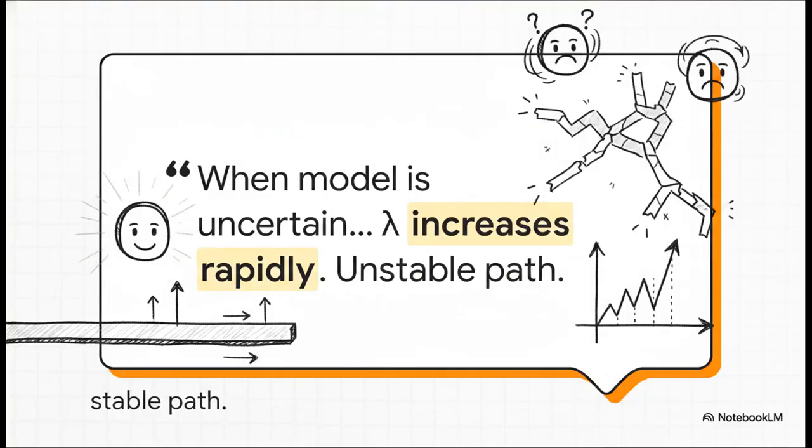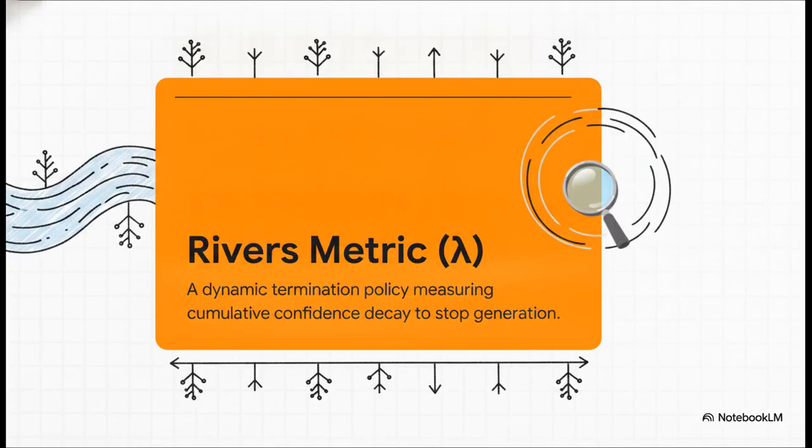So, how do we stop this massive tree from growing infinitely and just crashing the whole system? Well, instead of heavy, complex math, the blueprint uses this brilliant concept of confidence decay. When the AI knows the answer, the path is stable. But the exact moment it gets unsure, a specific metric spikes, immediately flagging that branch as unstable. Enter the Rivers metric, also known as lambda.